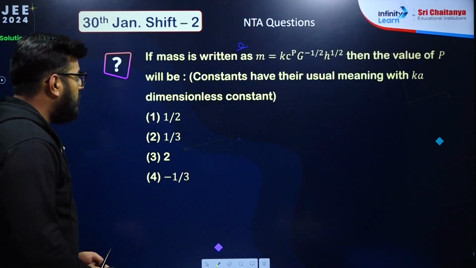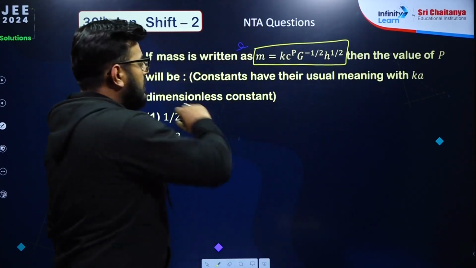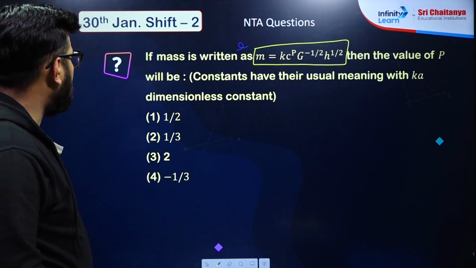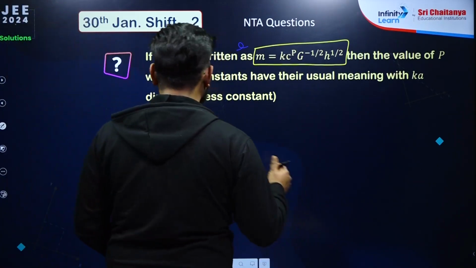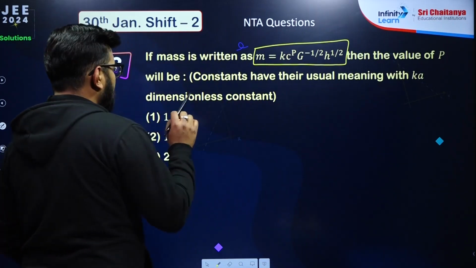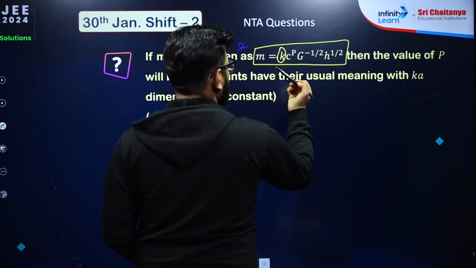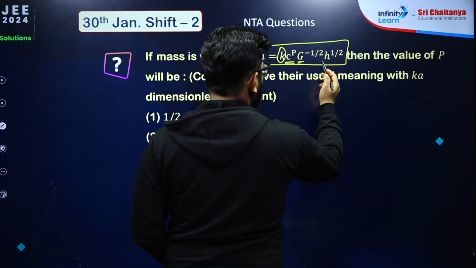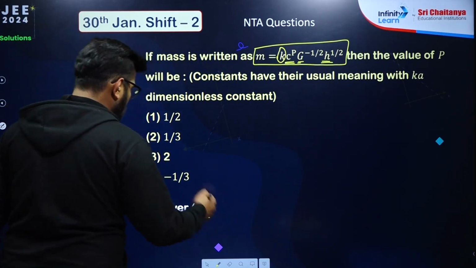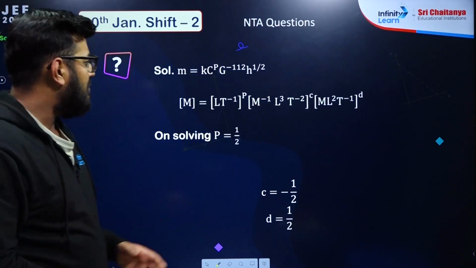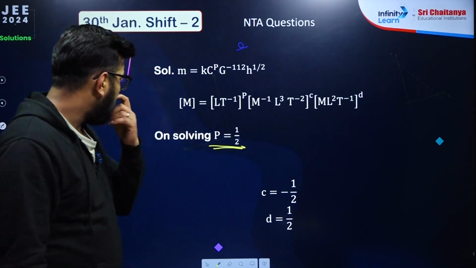Done. Moving ahead to the next one: if mass is written as m is equal to k c to the power p, G to the power minus 1 by 2, and h to the power 1 by 2, then what is going to be the value of p? So it's dimensional analysis, simple. Constants have their usual meaning with k dimensionless. C has dimensions of meter per second, G is the gravitational constant, and h is Planck's constant. Based on that, the value of p is option number 1, that is 1 by 2. So pure dimensional analysis is happening here, nothing apart from that, and p is equivalent to 1 by 2.